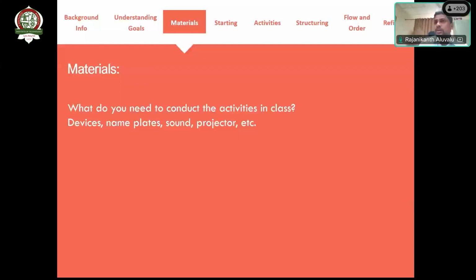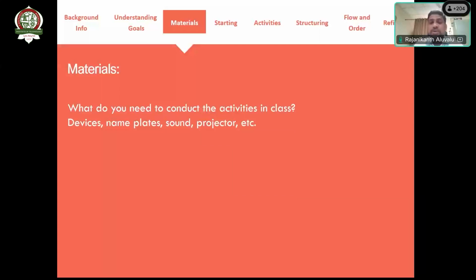Say tomorrow you're going to do an active class, and students need to have some drawing sheets. Sometimes students need to have a tab, a laptop. We have to tell them well in advance. So your various activities require various kinds of learning materials. Sometimes they have to carry the textbook to the class if you want to have an open book assessment.